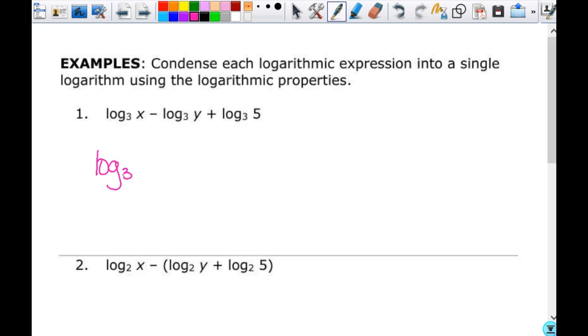But I have x minus y, which means that's going to turn into division, right? So x over y. And then this is addition, so it's being multiplied by 5. So where's the 5 go? Well, it goes in the numerator, because those are being multiplied. So it's really just log base 3 of 5x over y. You could put x times 5, but I just think that's weird. I think it's one of those things that was drilled into my brain. I don't think it's wrong. It's just not right.